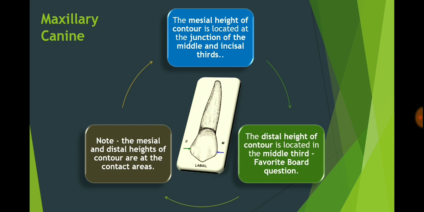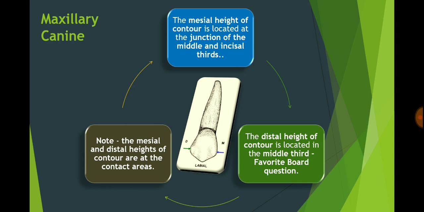So it means that the distal height of contour is going to be in the middle third, right? So the contact areas for maxillary laterals and maxillary canine, they're almost the same. So you just have to memorize one, and you get the two questions correct for just memorizing one aspect of the tooth.